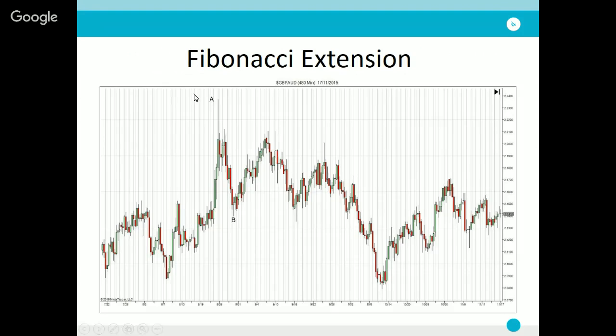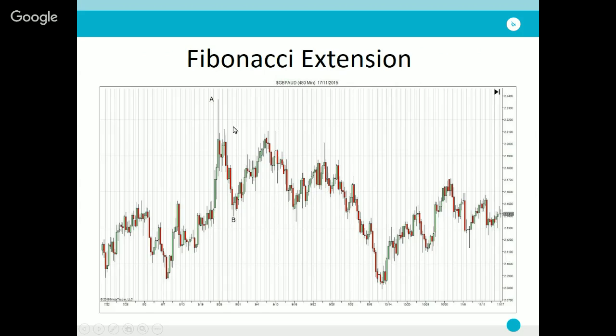Okay, so in this example, point A to point B, we can see price is selling off. And let's say that we're looking for a potential buying zone, assuming that we're at this point in time here where we sold off, we've made a shallow retracement, a short retracement rather, and now we're turning lower again.